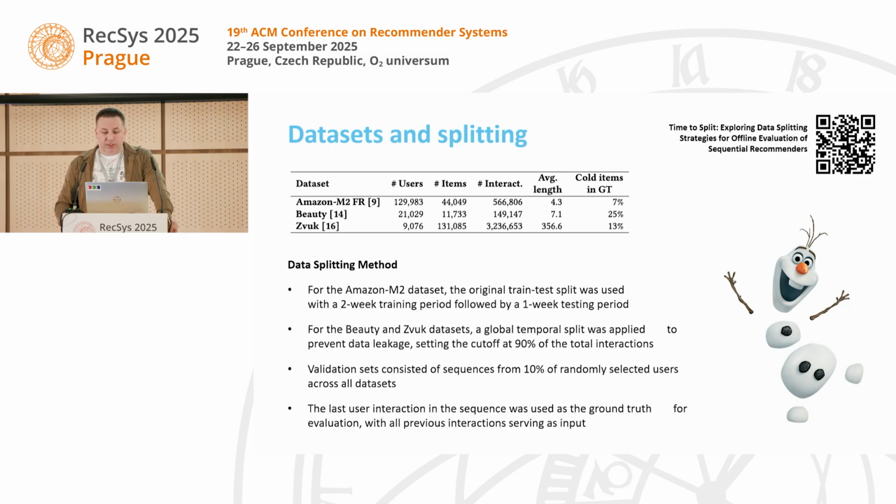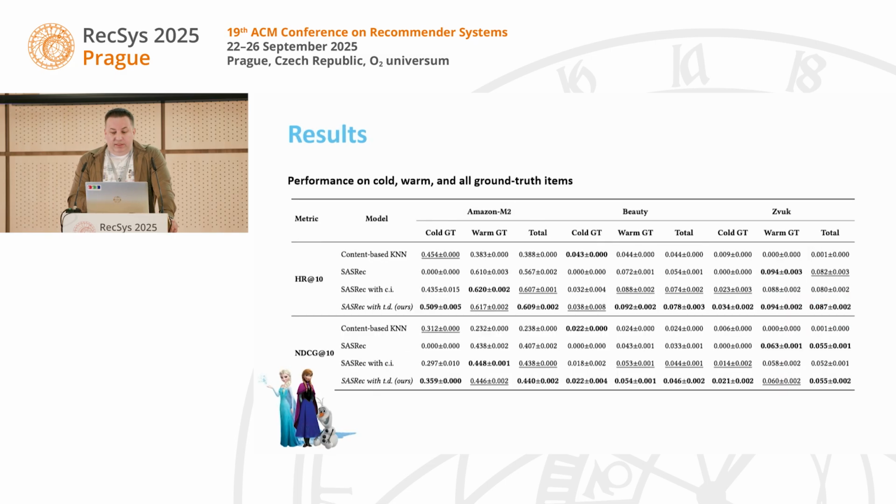On the slide, you can see the splitting protocol. We used global time splitting as a more correct approach, based on another paper of ours, which will be discussed later in this section, and it's printed also on my t-shirt. And you can scan the QR code. For our results, we use baselines: a content-based KNN model, a SASRec model with cross-entropy loss, incapable of handling cold items, also SASRec initialized with content embeddings but allowing full fine-tuning, and our method with trainable delta.